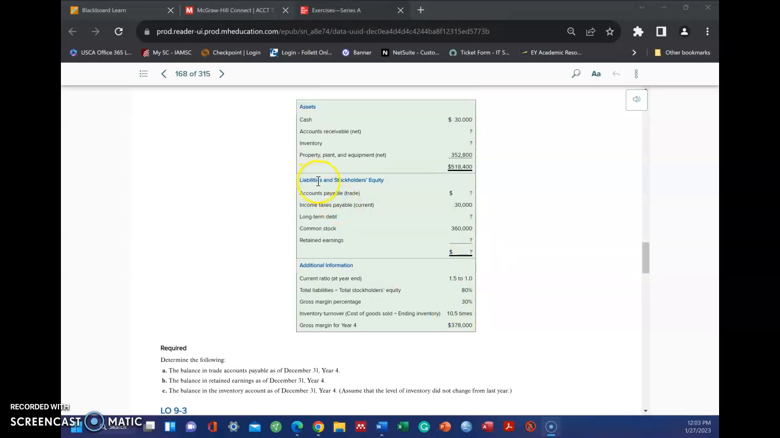First off, we know that the total of liabilities and stockholders' equity equals $518,400. So we can calculate what common stock and retained earnings are, what total equity is. We certainly can do that. And how we'll do that is we'll use this ratio, total liabilities divided by total equity, because we know that is 0.8. So let's get to work. I'll show you how to do that.